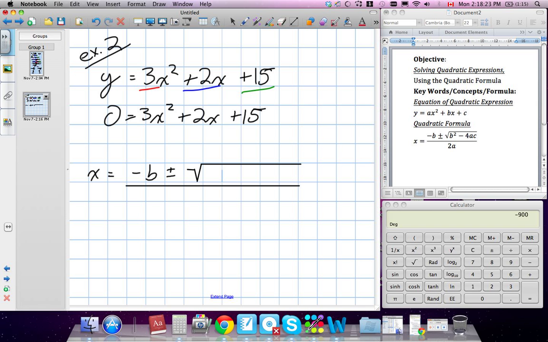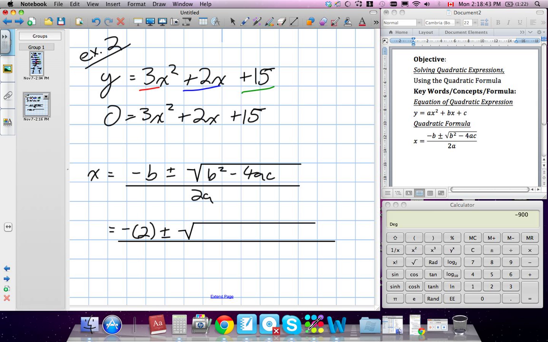My b term is 2, so I get negative 2 plus or minus the square root of b squared, again 2 squared, minus 4 times a is 3 and c is 15. All divided by 2 times a, which is 3. So I've plugged all the numbers in.